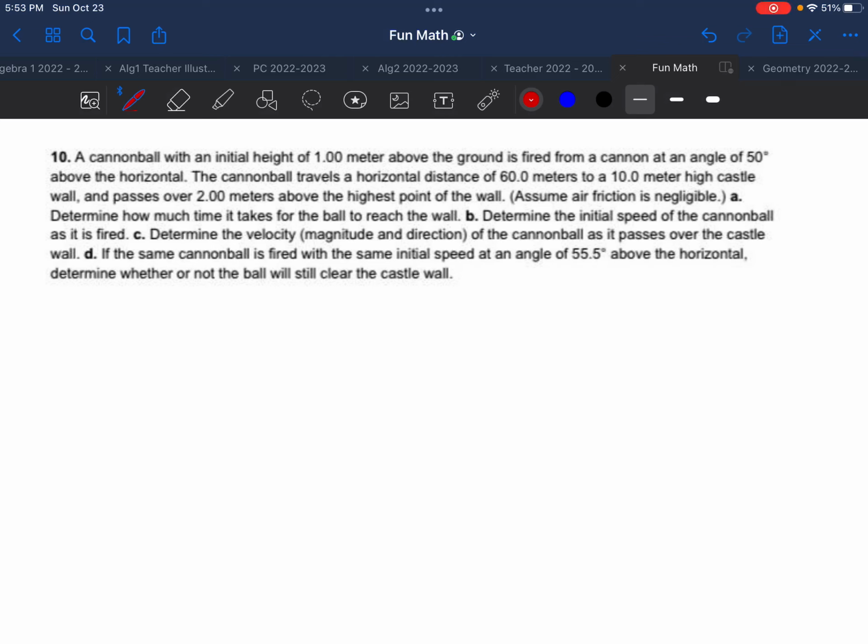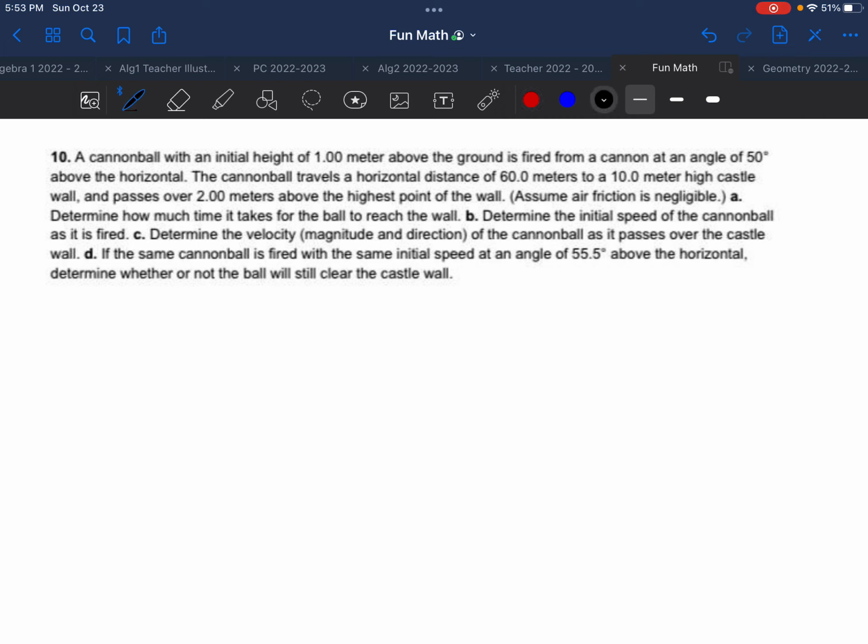A cannonball with an initial height of 1 meter above the ground is fired from a cannon at an angle of 50 degrees above the horizontal. The cannonball travels a horizontal distance of 60 meters to a 10-meter high castle and passes over it. It has like 2 meters of clearance above the highest point of the wall. We're going to ignore air friction, and we first need to determine how much time it takes for the ball to reach the wall. A hard problem because it feels like we don't have enough information.